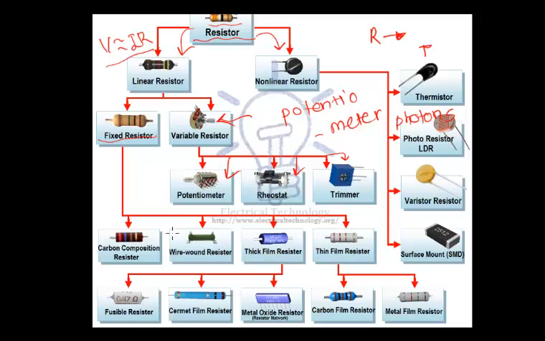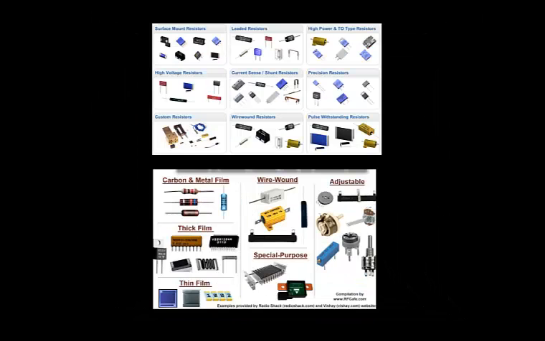You can see then the fixed resistor again has carbon composition resistors, wire wound, thick film and thin film resistors, again carbon film, metal oxide resistors, and fusible resistors, which maybe carry a lot of power. Then here, if you look carefully, this is a power resistor. It generally has a power rating. If you see, this is like 10 watts.